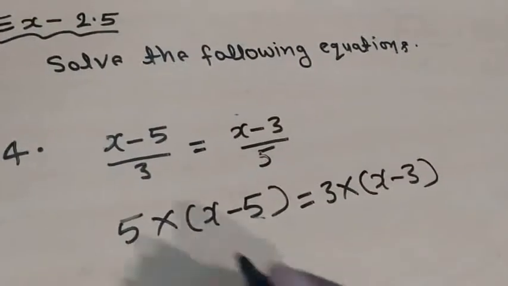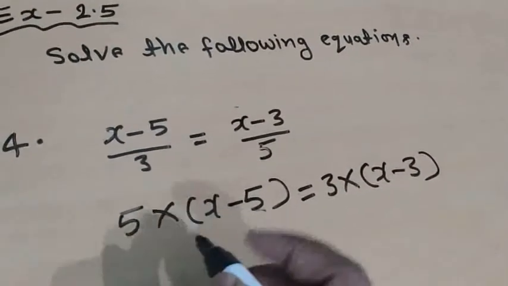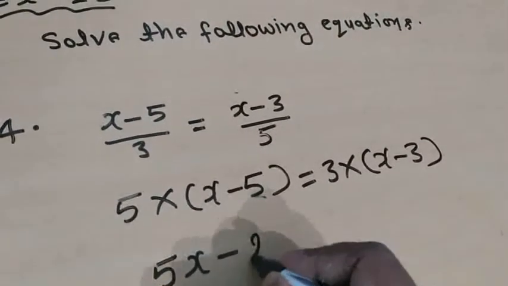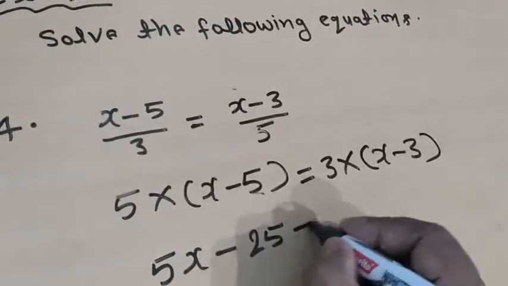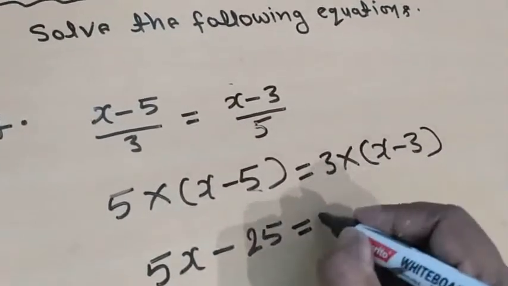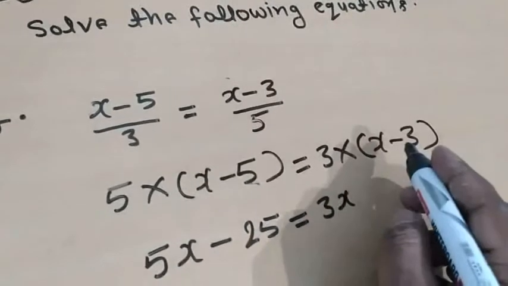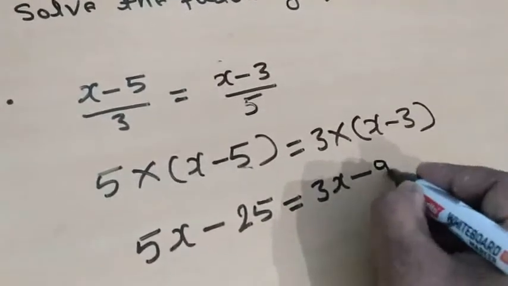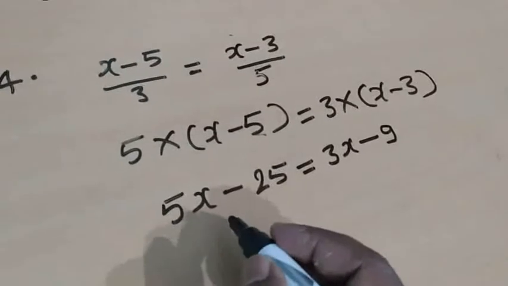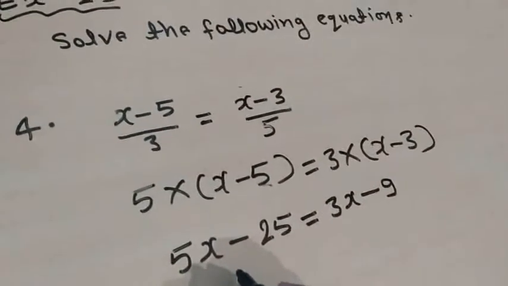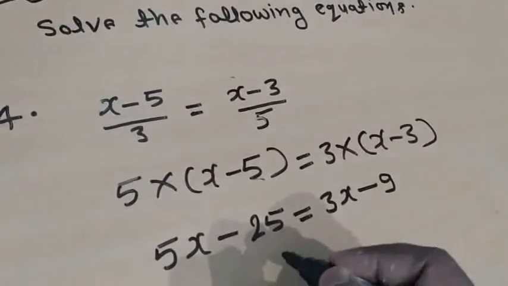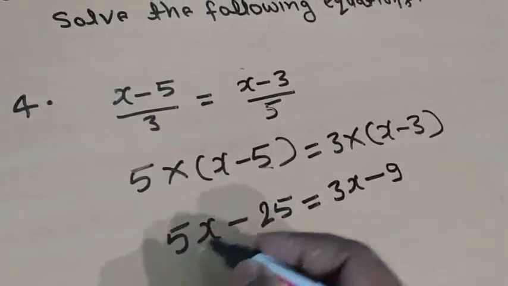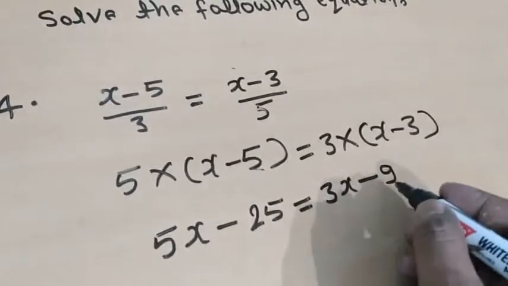Okay. So 5 into x, 5x minus 5 fives are 25 is equal to 3 into x, 3x minus, it's become minus 3 into 3 is 9. Okay. So we use variable separable, means variable on one side and constant on the other side. So 5x and 3x we write left hand side, and 25 and 9 we write right hand side.